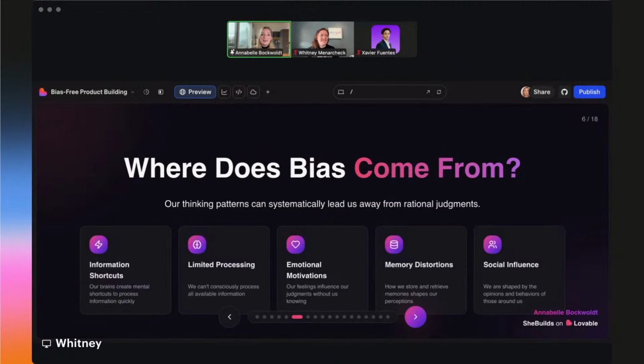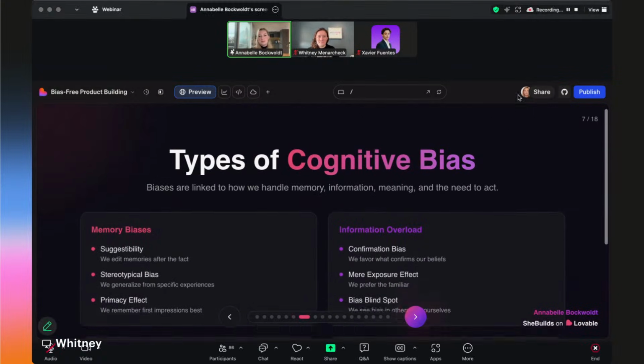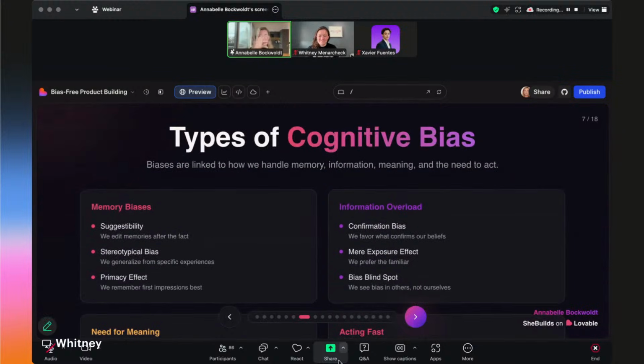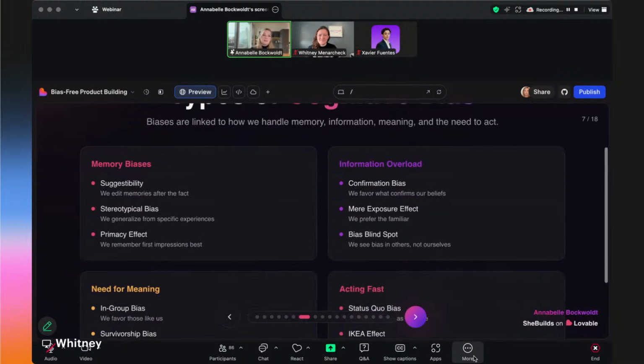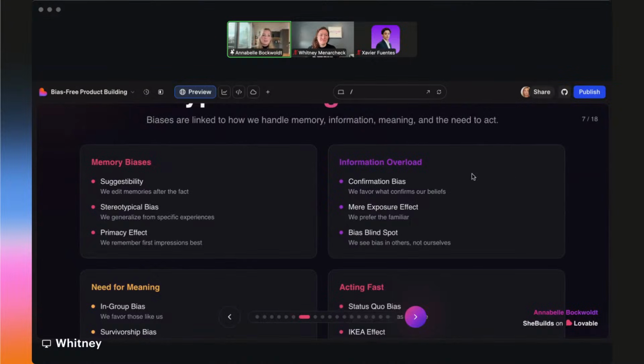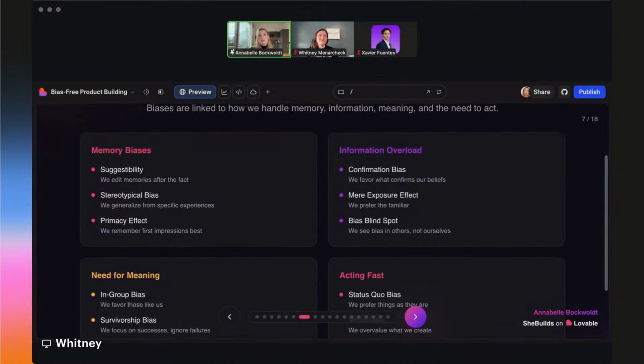So coming to the next slides, I have some types of cognitive biases. Don't worry, it's a lot of information, and I won't guide you through all of this. I have a link list at the end of the presentation where you can look them all up. But basically, we distinguish between 4 main blocks of biases. You can have memory biases, information overload, the need for meaning, acting fast. These are just some examples.